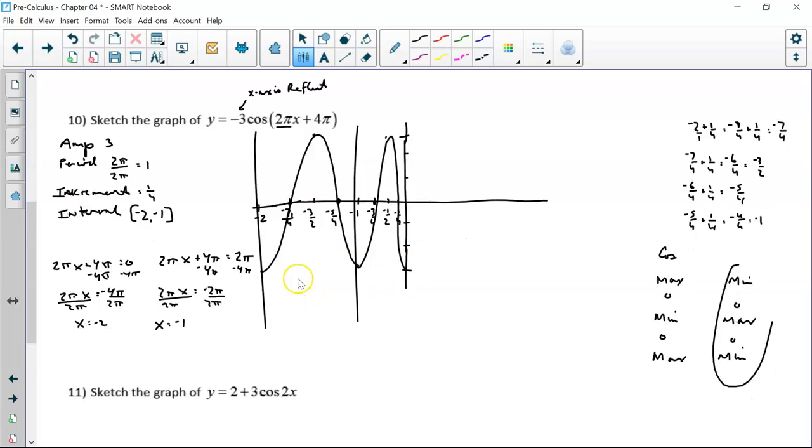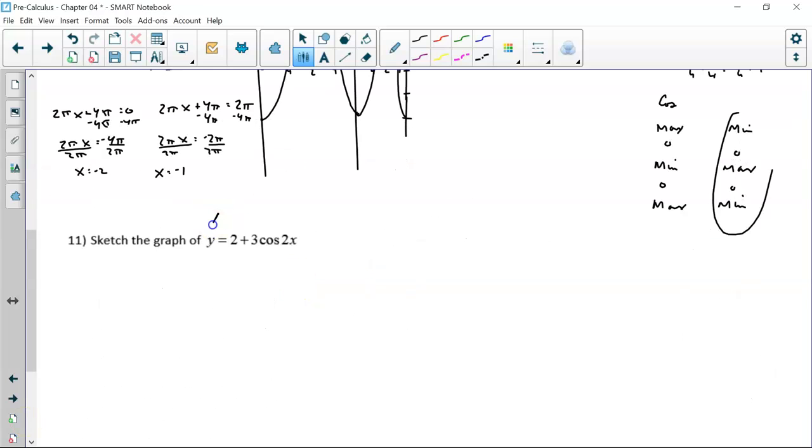And let's do one more. Okay, now number 11. So you might also see this written as y equals 3 cosine of 2x plus 2. Doesn't matter if that 2 is at the front or at the end. Start with our amplitude. Our amplitude is what's in front of the cosine, which is a 3. Our period is 2 pi divided by what's in front of the x, so that's divided by 2, so our period is pi. Our increment is the period divided by 4, so it's pi over 4.